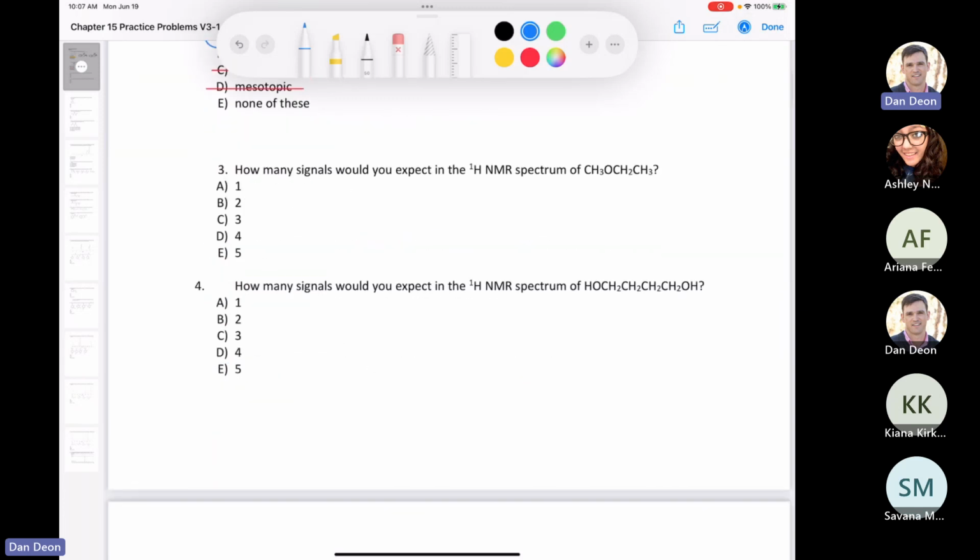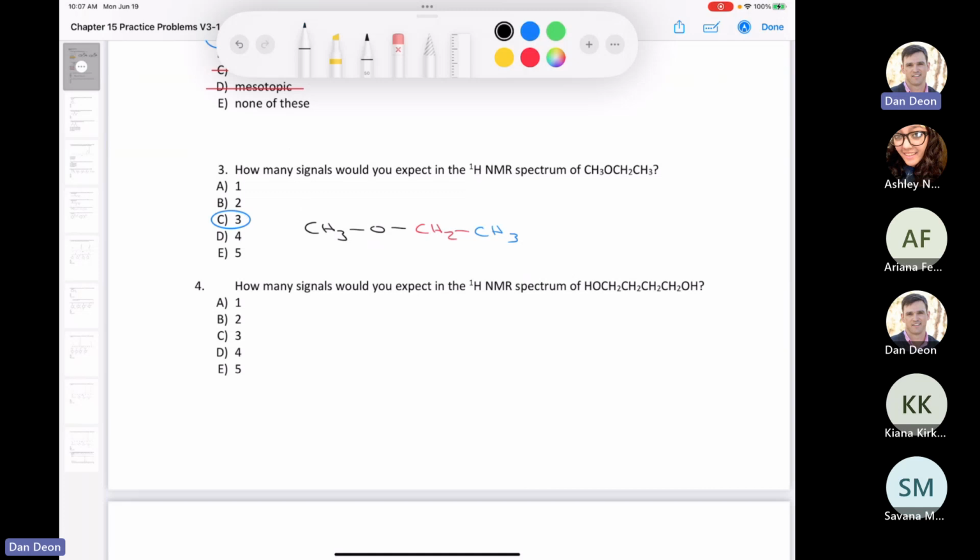Question number 3 is, how many signals would you expect to see in this proton NMR spectrum? So we've got CH3, O, and then we've got CH2, and then we've got CH3. Did anybody answer this question? How many unique signals would you see here in the NMR spectrum? Yeah, thanks, Ariana. You'd see 3, right? The 2 methyl groups are both unique. They both have different chemical shifts, as does the methylene. And so the answer would be 3 signals is what we would see.